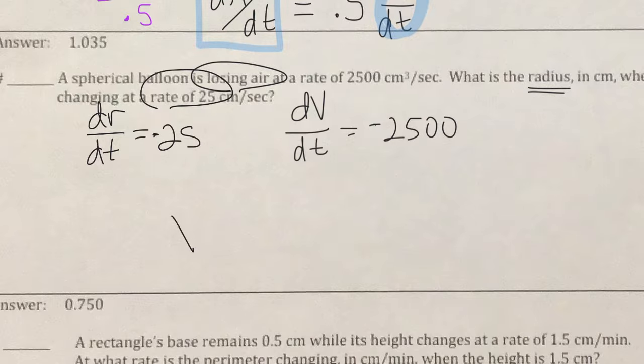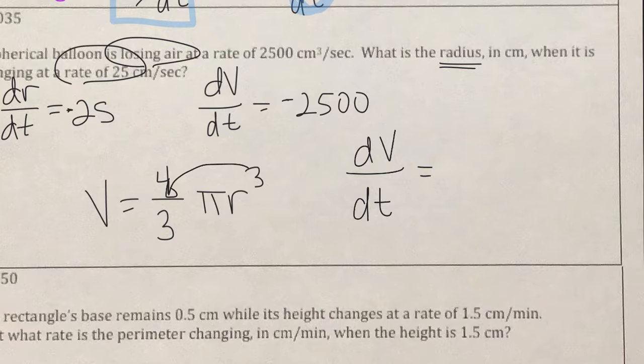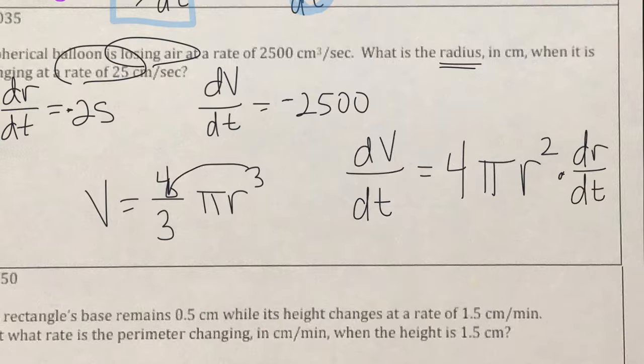So we're going to start with the volume formula for a sphere, 4/3 pi r to the third power. Okay, that's from geometry. Now we're going to take the derivative with respect to time. So dV/dt equals, the coefficient comes out, so 4 times 3 is 12, 12 divided by 3 is 4, pi r squared times the derivative of the radius with respect to time.